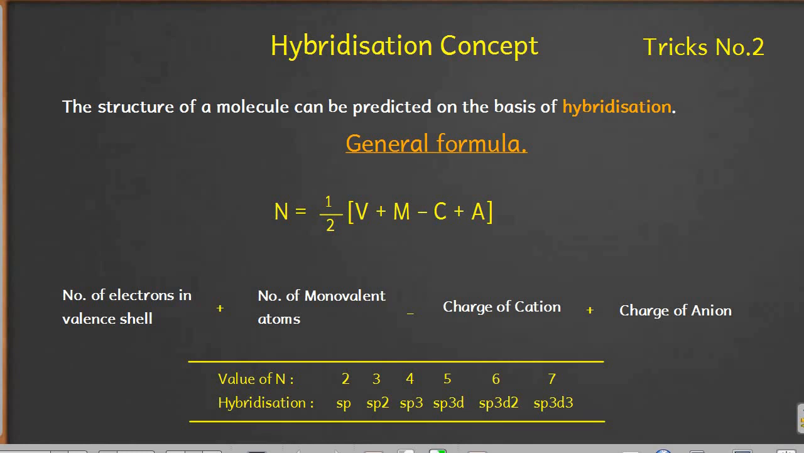In this video, we are going to discuss hybridization concept trick number 2. The structure of a molecule can be predicted on the basis of hybridization.